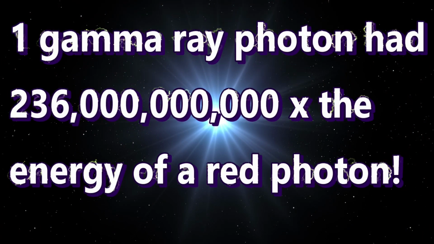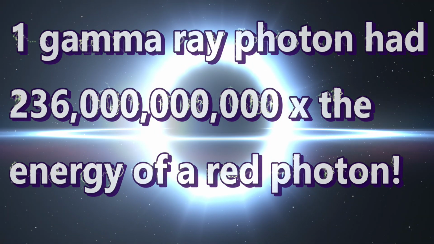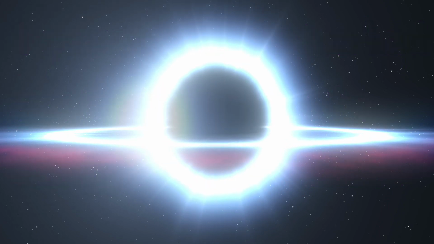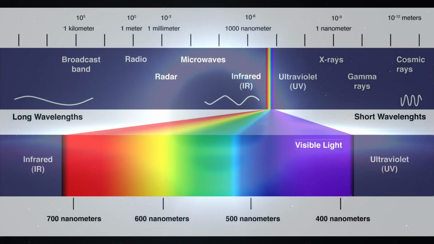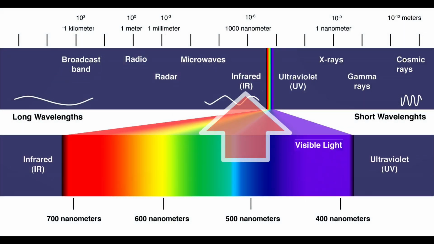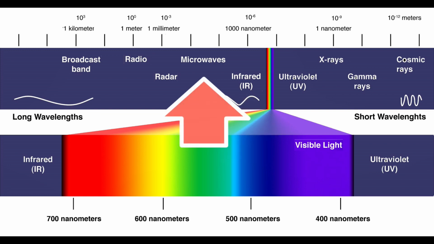Particles with this much energy are usually created in our universe by supernova and black holes. The wavelength of a photon can also be very long. Below red light we find infrared, and at even lower frequencies we get microwaves, which have a frequency of 3 times 10 to the 8th hertz. We would call this 300 megahertz, to 3 times 10 to the 11th hertz. We would call this 300 gigahertz.